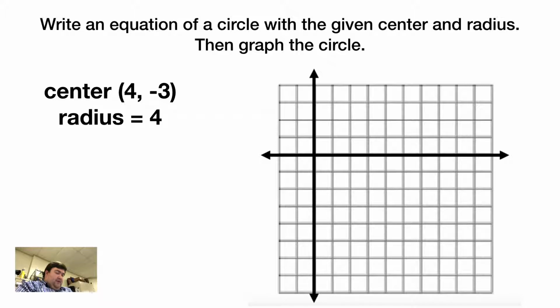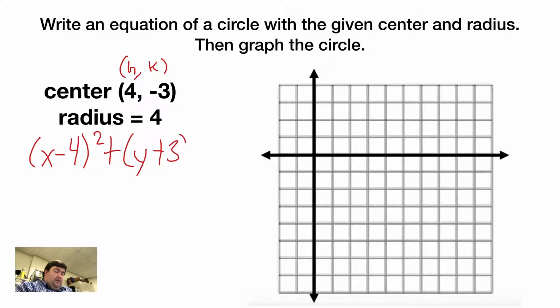So if our center, which once again is h, k, is 4, -3, and our radius is 4, we can start out by doing x minus h, so x minus 4 squared plus y minus, well, since it's -3, it becomes plus 3 squared equals, and then our radius is 4, and 4 squared is 16.